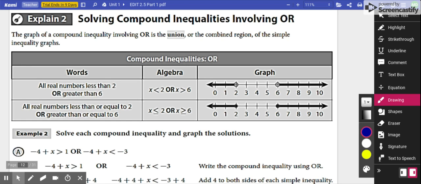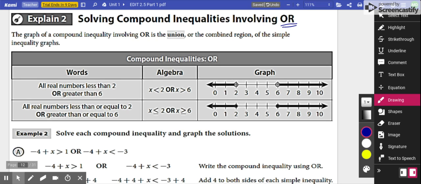Fantastic job, you guys. So now we're on this next part. We're in the explain to. We can find this on page 83. We are now going to solve compound inequalities using our word or. So now or is our big word here.